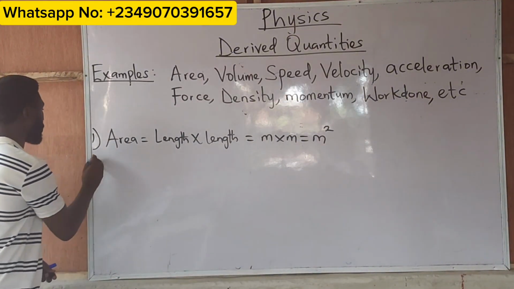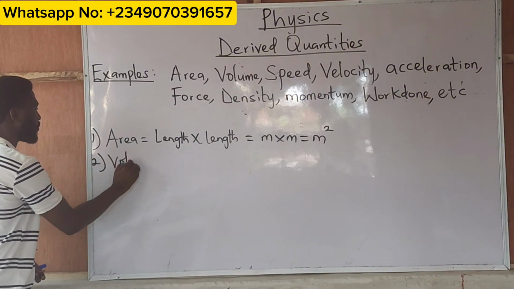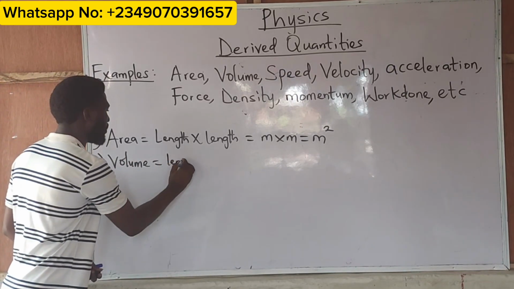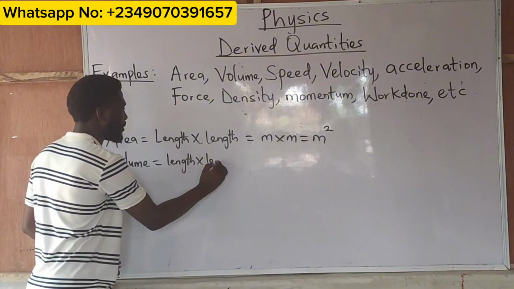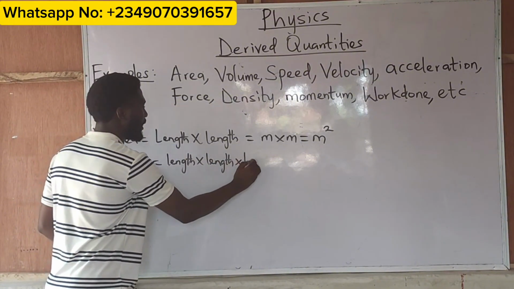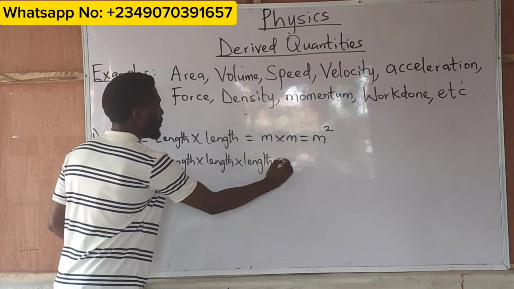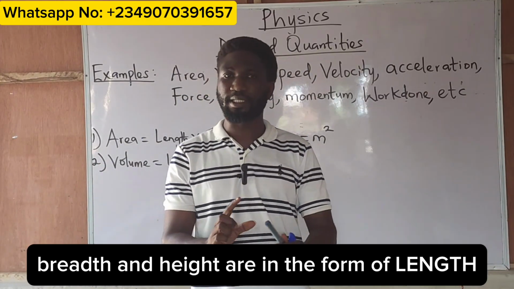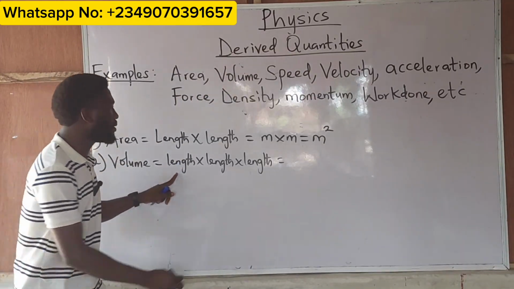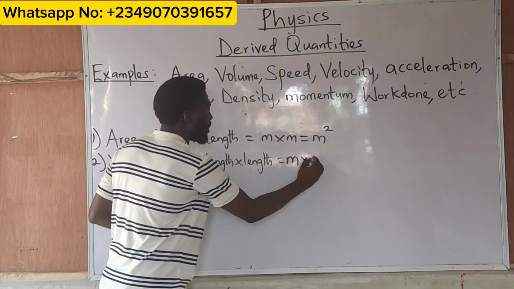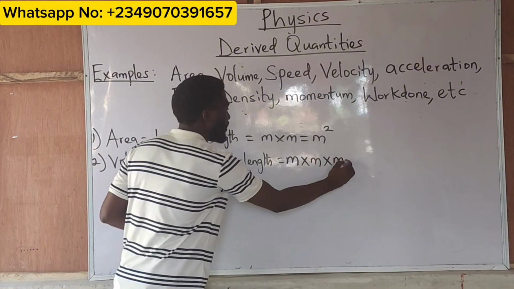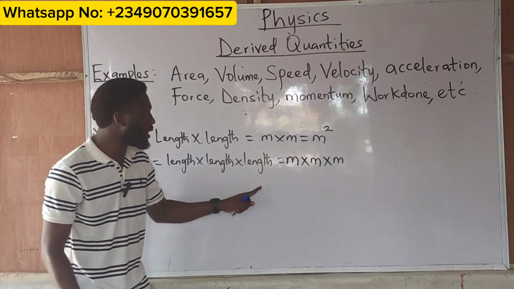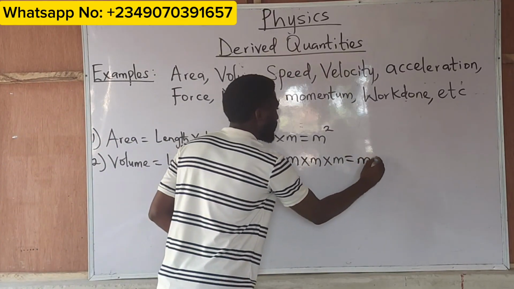Okay. So number 2 here, we have volume. Volume has its formula to be length multiplied by length multiplied by length. Please, if you want to use length multiplied by breadth multiplied by height, it is still the same thing. Because what is the unit of length? We have to be meter multiplied by meter multiplied by meter. So meter multiplied by meter multiplied by meter, and this will give us meter cube.